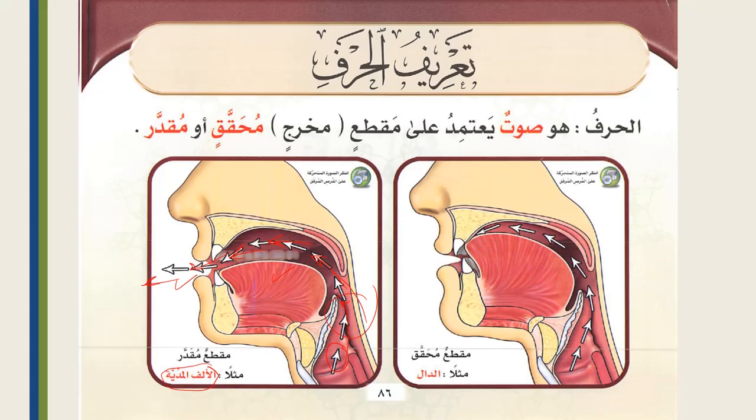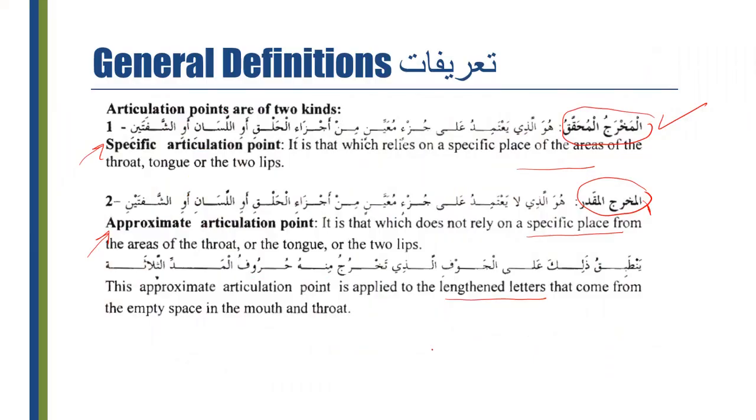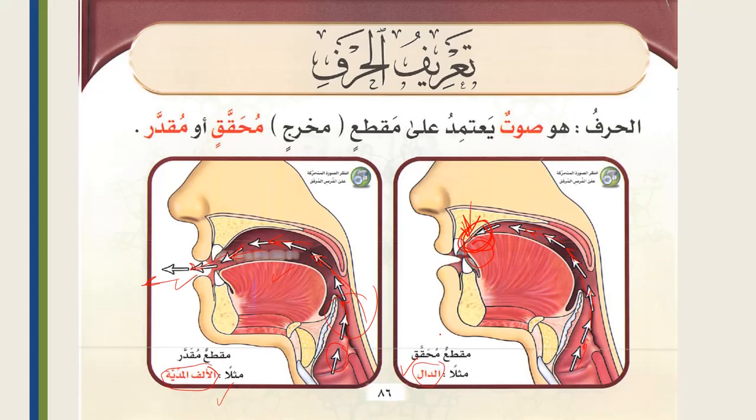So since while I'm pronouncing the alif, I didn't depend on any specific point, that's why the makhraj of alif is makhraj muqaddar, approximate makhraj. Now let's take another example. Here we have letter dal. When I say ad, the tongue hits the roof of the mouth. So when the air goes out, it hits this point. This point, where the air ends, is the dependency of مخرج الدال. This is the مخرج المحقق, the specific articulation point. So this is a picture of مخرج محقق, and this is a picture of مخرج مقدر.